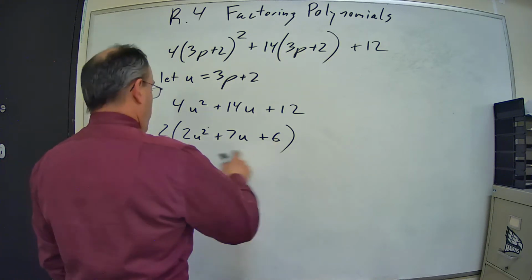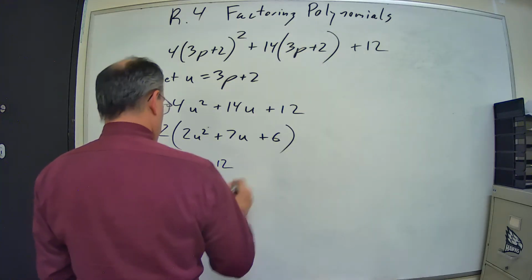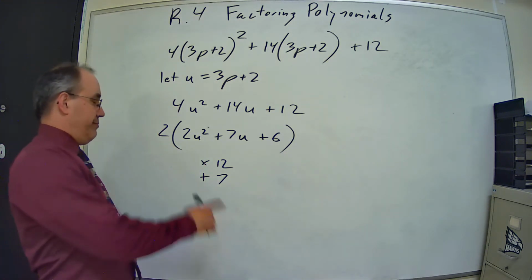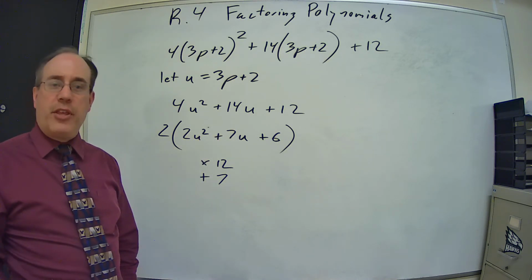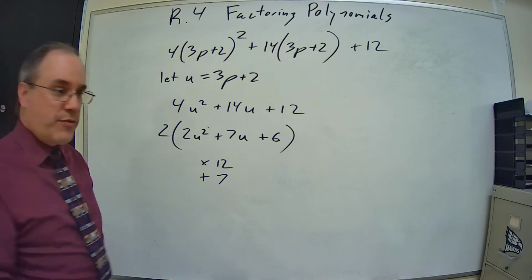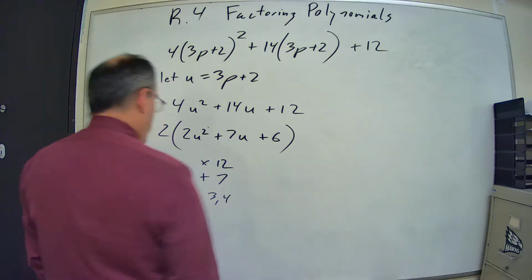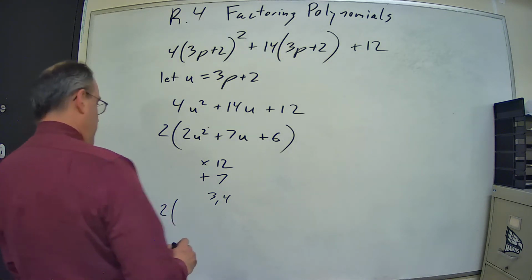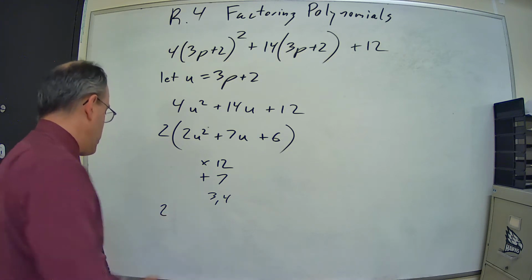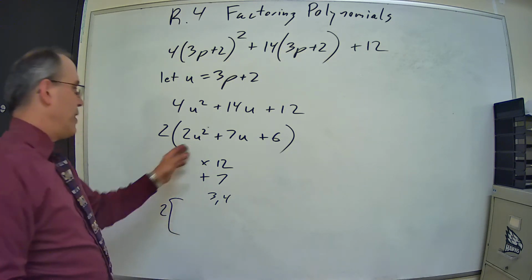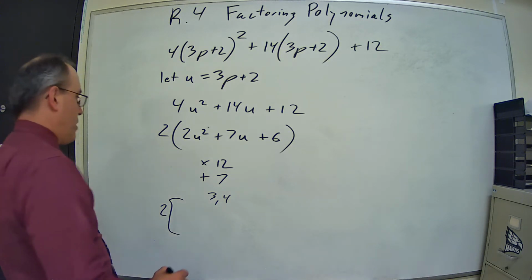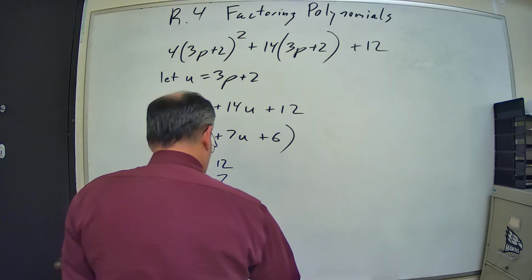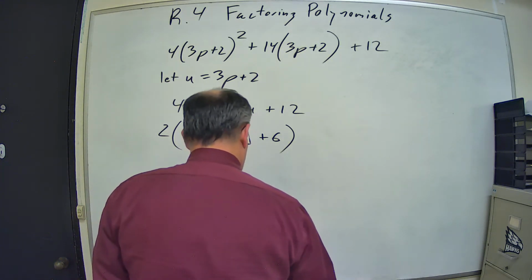But factor by grouping, I can say, well, 2 times 6 is 12. So I have two numbers that multiply to 12 and add to 7. Well, I look at that and I go, that's got to be 3 and 4. 3 plus 4 is 7. 3 times 4 is 12. So I can rewrite this as, and don't lose that 2 on the outside, in fact, I'm going to use a square bracket just so I can keep that separate. So I have 2u squared plus 3u plus 4u plus 6.